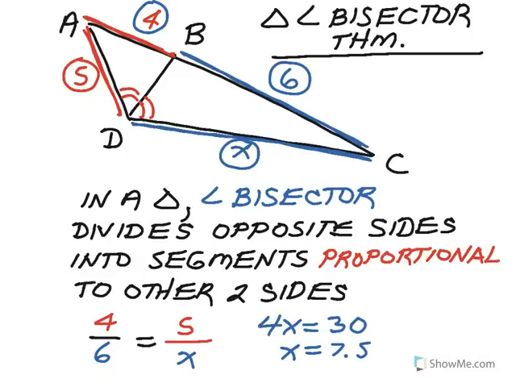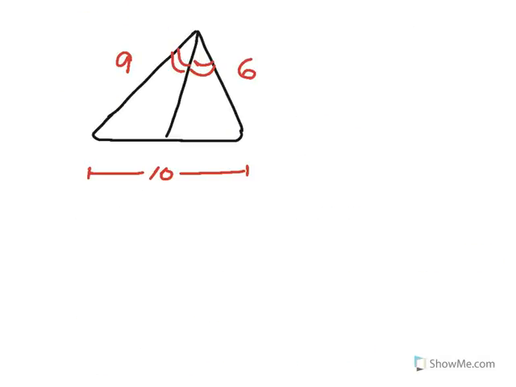Okay, so 4 is to 6 as 5 is to 7.5. 6 is 1.5 times 4, and 7.5 is 1.5 times 5. Okay, so that's the angle bisector theorem for a triangle. So let's look at a few examples.